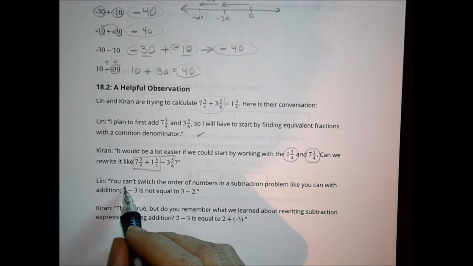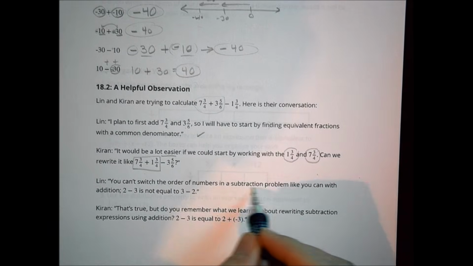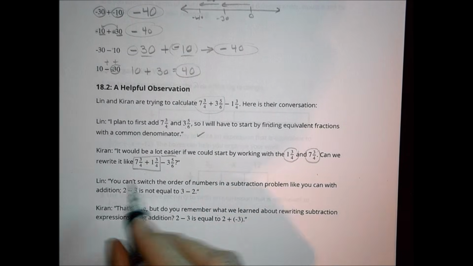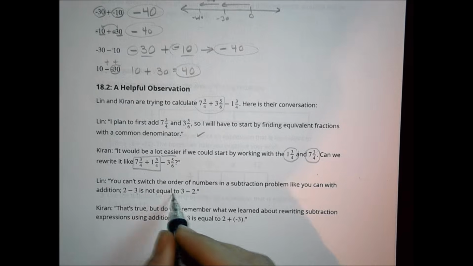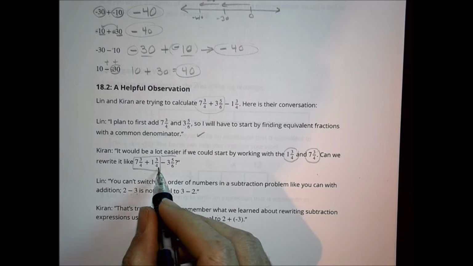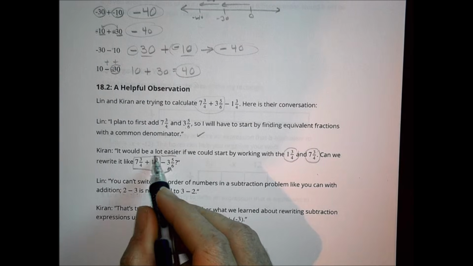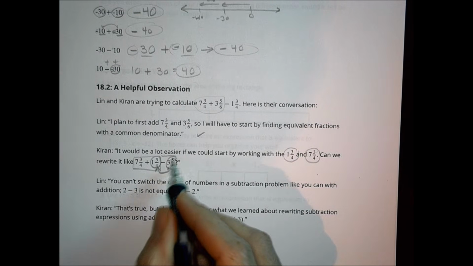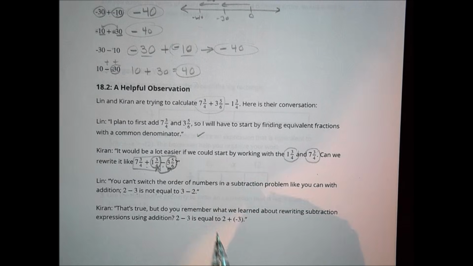Lynn says, no, you can't switch the order of numbers in a subtraction problem like you can with addition, because 2 minus 3 is not equal to 3 minus 2. So you can't just move things around like they did there. In this case, what Karen's doing is moving the numbers around, but keeping the signs exactly the same.